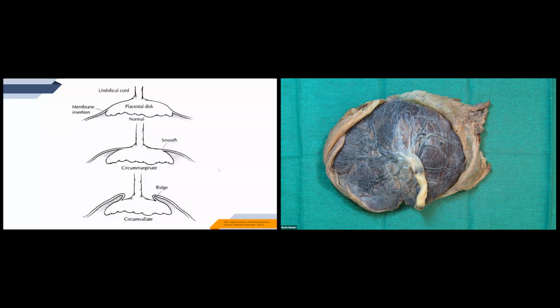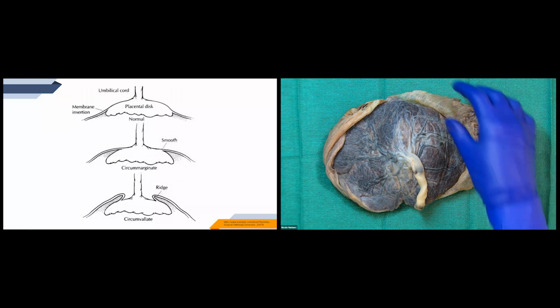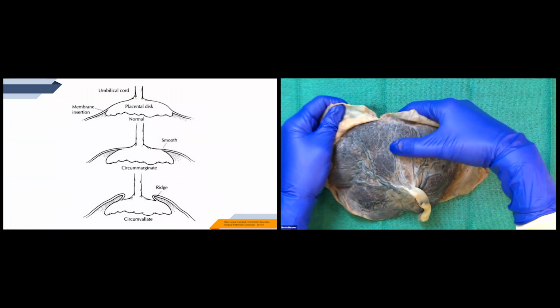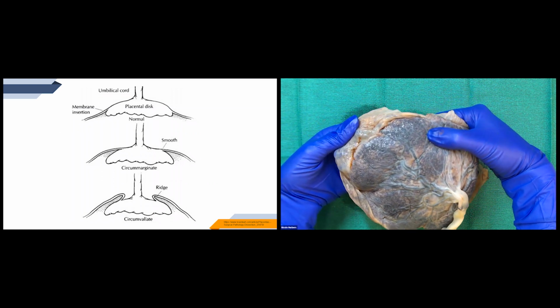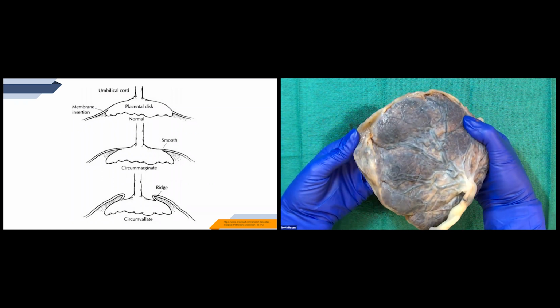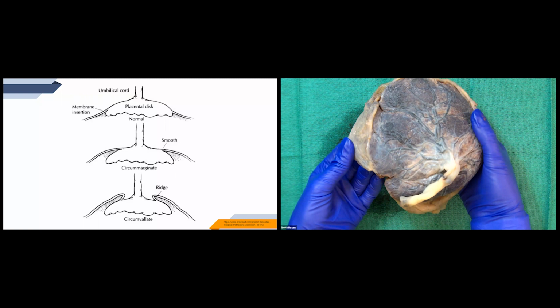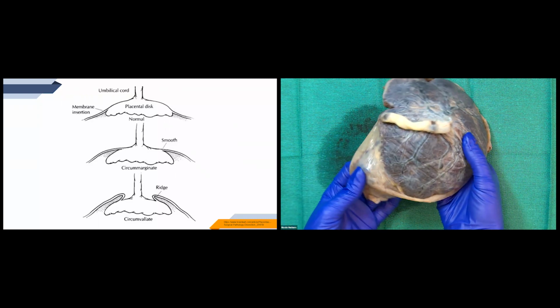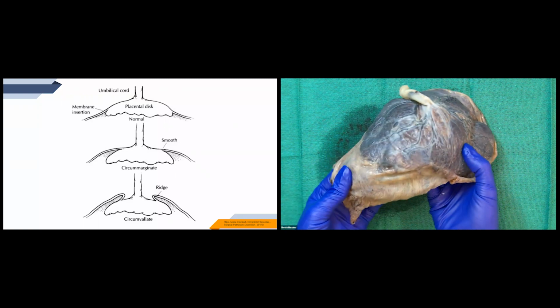So here's just another diagram really depicting those differences. The picture at the top is showing normal insertion, also known as marginal insertion. That's when the membranes insert directly onto the edge of the placental disc. That's the case for this specimen. You can see that the membranes are inserting directly onto the edge of the placental disc all the way around.